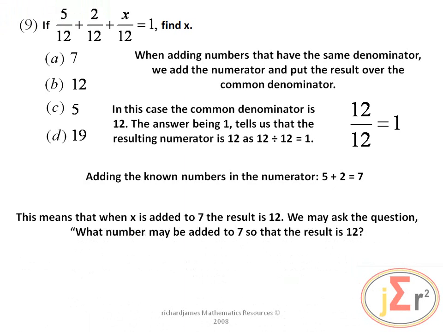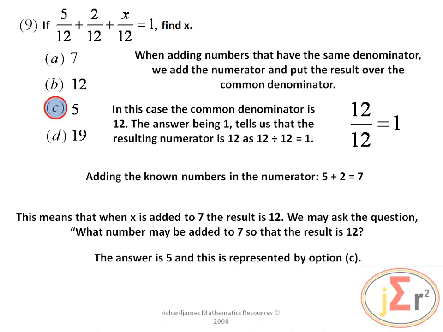We may ask the question, what number may be added to 7 so that the result is 12? Right? So we have 5 plus 2 is equal to 7. Therefore, if this is 7 and the entire numerator is 12, what number is added to 7 in order that the result is 12? The answer is 5, and this is represented by option C.